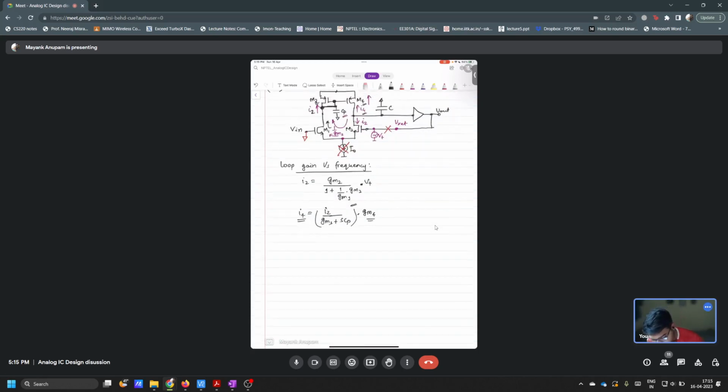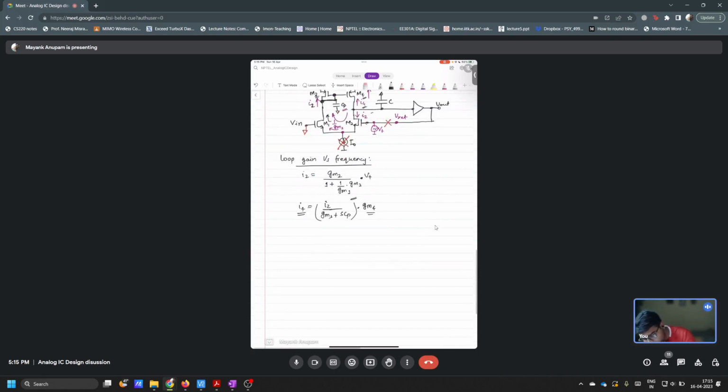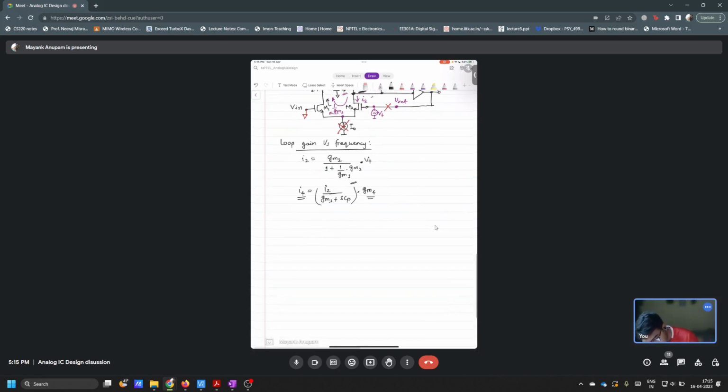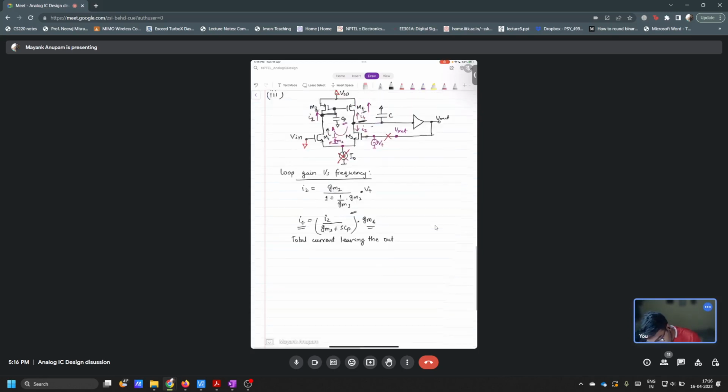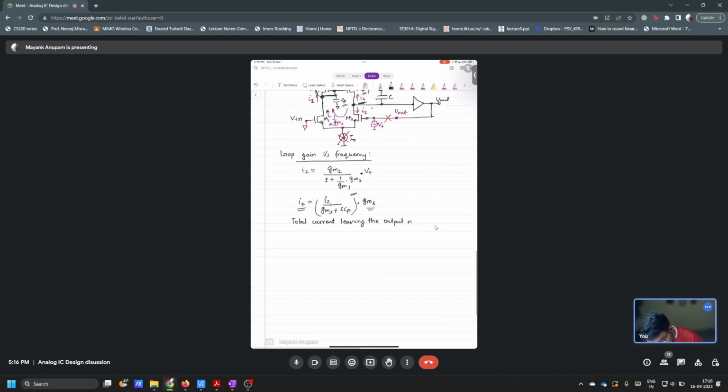Now tell me what will be the total current here? I2 plus I4, isn't it? Which is leaving this node here. I2 is leaving this and I4 is also leaving this, right? So the total current leaving the output node is I2 plus I4.